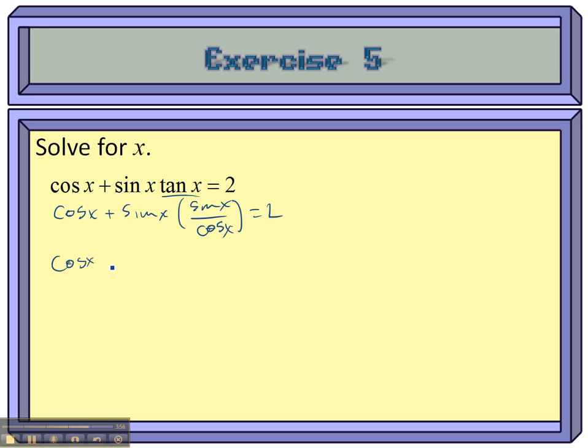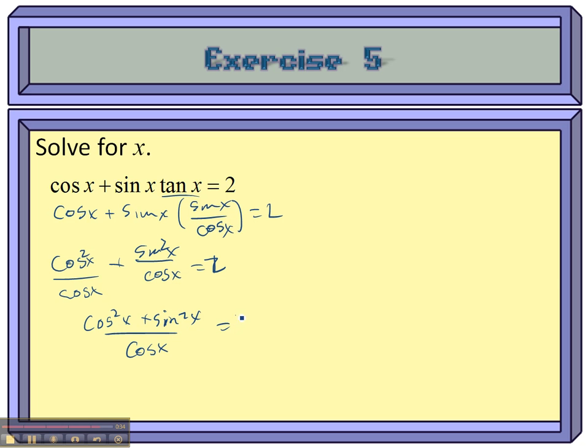So cosine x plus, when I multiply this, I'll have the sine squared x over cosine x, equals 2. If I wanted to get a common denominator, because basically I have 2 fractions, then I need to put this over cosine x, and I would multiply the top by another factor of cosine x, which makes it squared. So when I add the fractions, I have cosine squared x plus sine squared x over cosine x equals 2. Top is just equal to 1. 1 over cosine x equals 2.